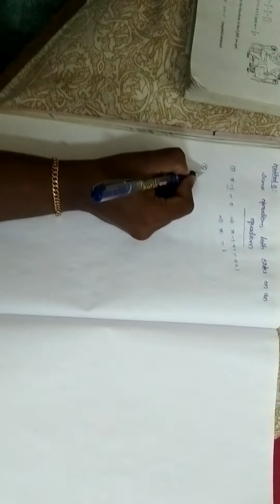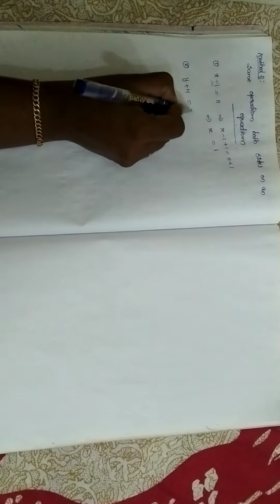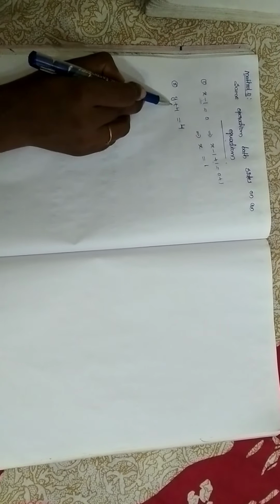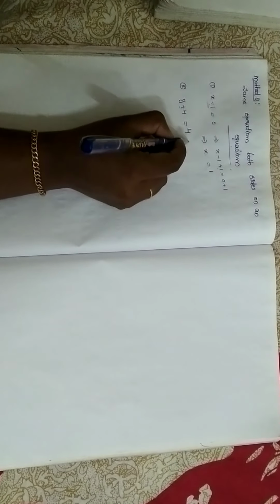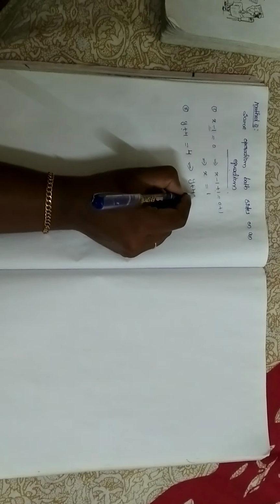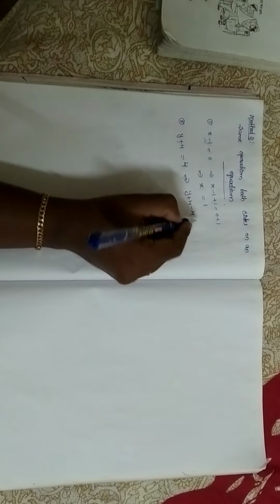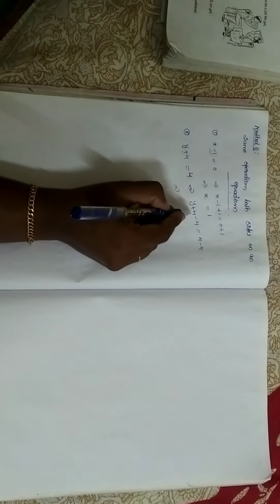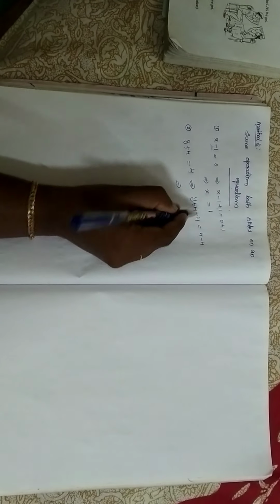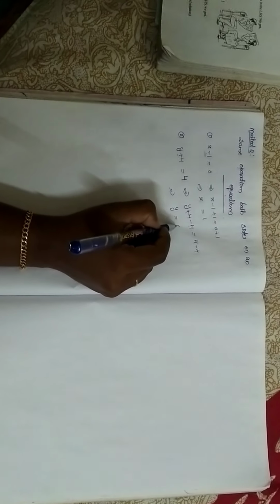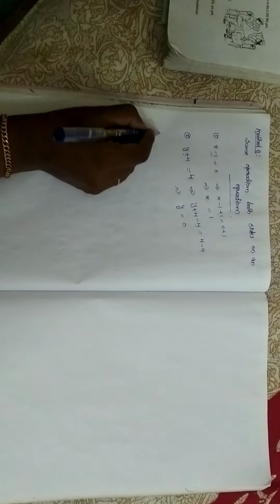Next one, y plus 4 is equal to 4. Here the operation is positive, or addition. That means y plus 4 minus 4 is equal to 4 minus 4. Plus 4 minus 4 is equal to 0. So y is equal to 4 minus 4, which is also 0. So y is equal to 0.